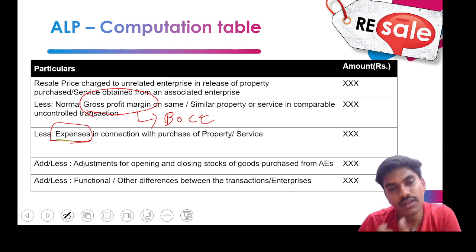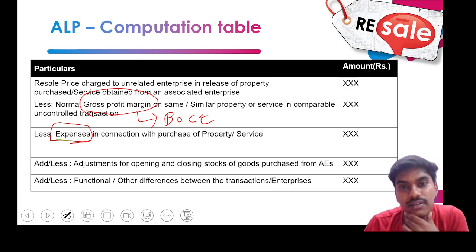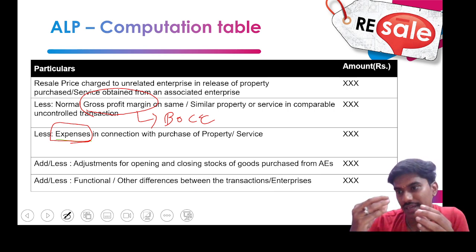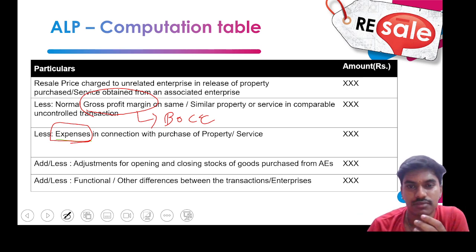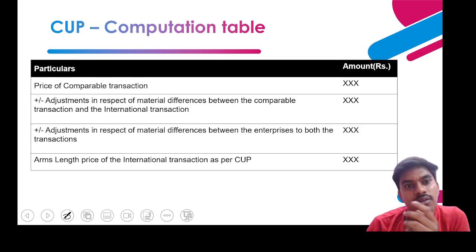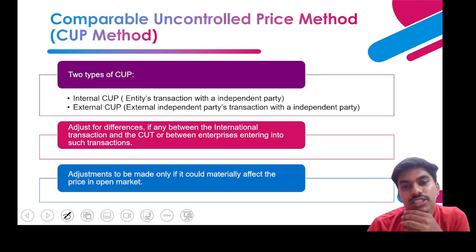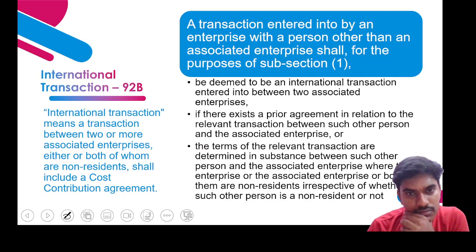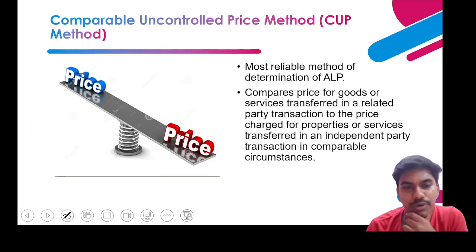Right? If I am not able to get a comparable, if I am not able to get a similar transaction, what will happen? Then I will not be in a position to compute it, right?